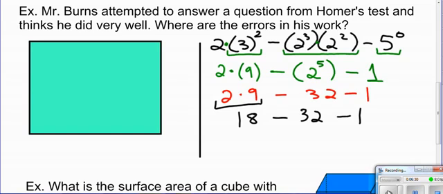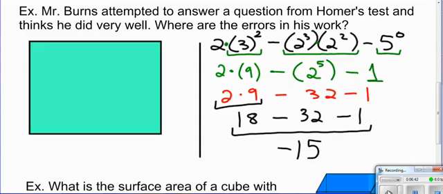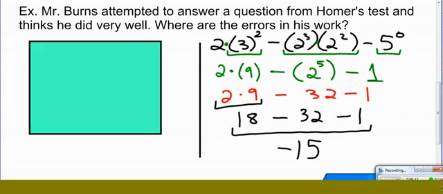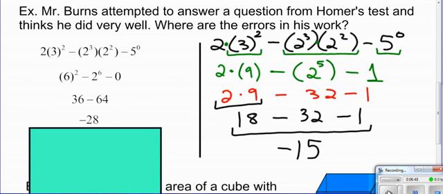Now it's all subtraction, so I'm going to go from left to right. So I have 18, I'm taking away 32, I'm going to be in the negatives, and then I'm going to take away 1 more, so I'm going 1 more negative, and we end up at negative 15, which is a little bit different than what they got. So they got a negative 28.